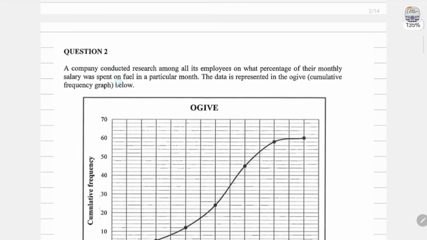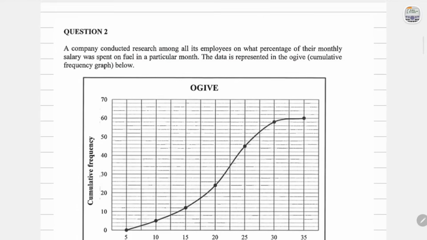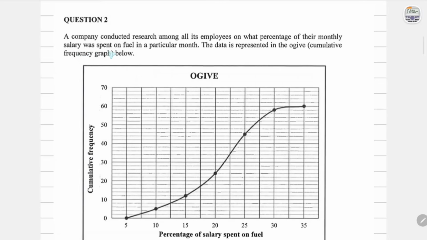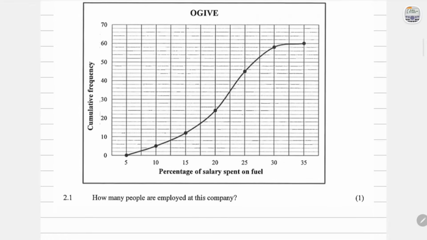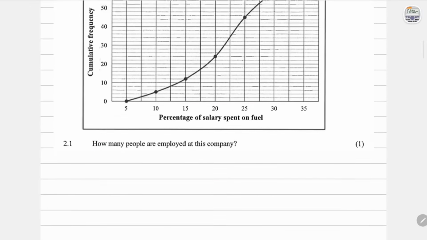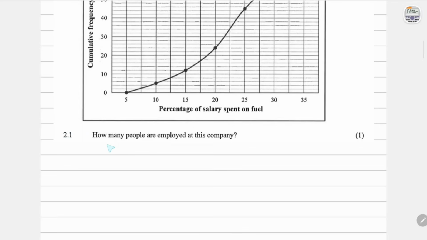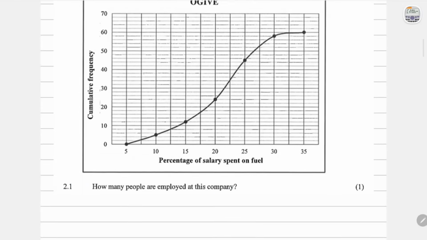Question 2 says, a company conducted research among its employees on what percentage of their monthly salary was spent on fuel in a particular month. The data is represented in the Ogive, the cumulative frequency graph below. Okay, so this is our data represented. And question 2.1 says, how many people are employed at this company?